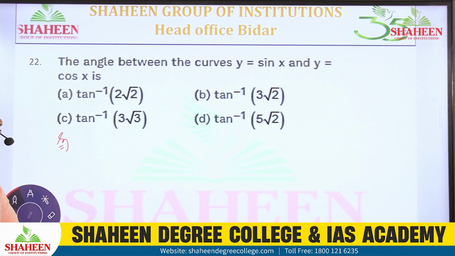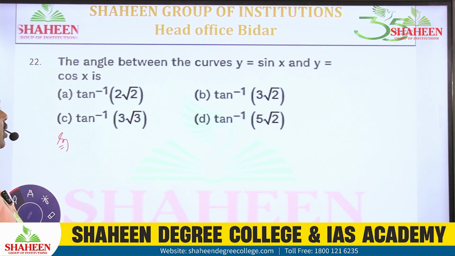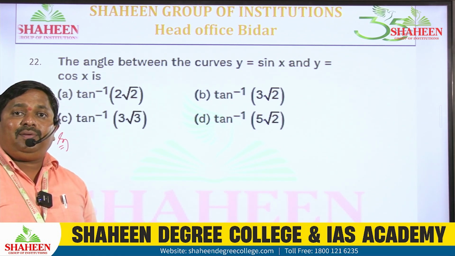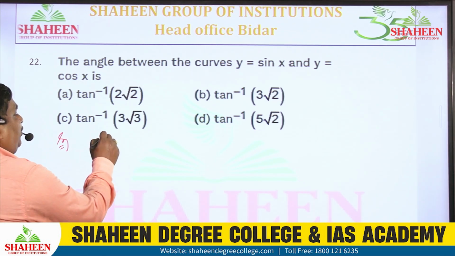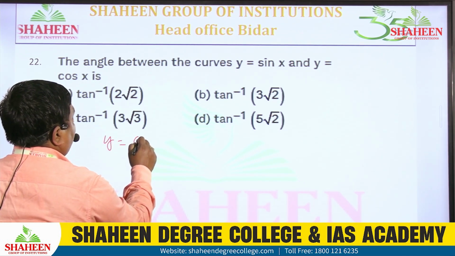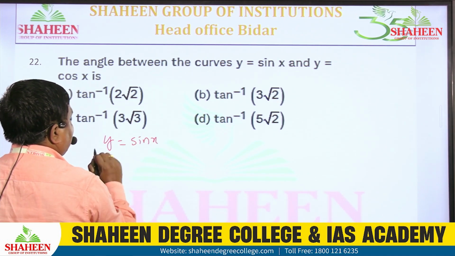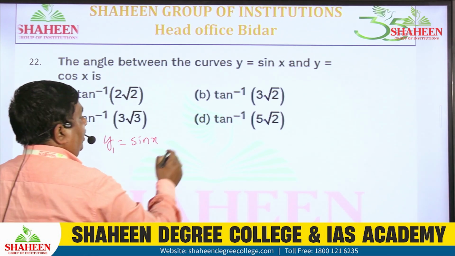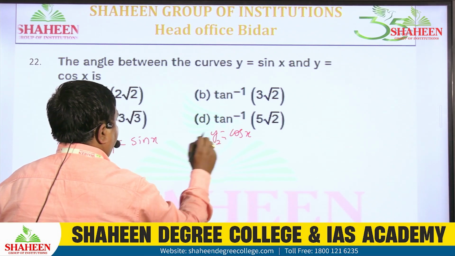So we are finding the angle between the curves y is equal to sin x and y is equal to cos x. We have two curves and we are finding the angle between the two curves. What is the first curve? y is equal to sin x. Take this as y1. We have another, y is equal to cos x. Take this as y2.